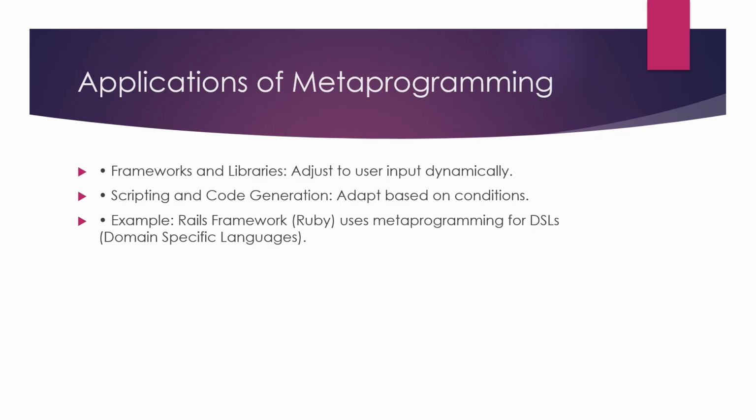For instance, in Ruby on Rails, metaprogramming is used to build domain-specific languages (DSLs), which are mini languages for specific tasks, making the code cleaner and more readable. Another application of metaprogramming is in code generation, where parts of the program can be created dynamically based on the environment or user inputs. This reduces the need for repetitive code, making the development process more efficient.